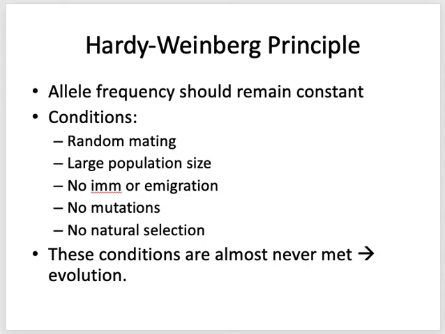Now, the rate of that evolution is highly variable, right? It could be super slow, which is sometimes called gradualism, or it could happen in a really short burst, which is sometimes called punctuated equilibrium.